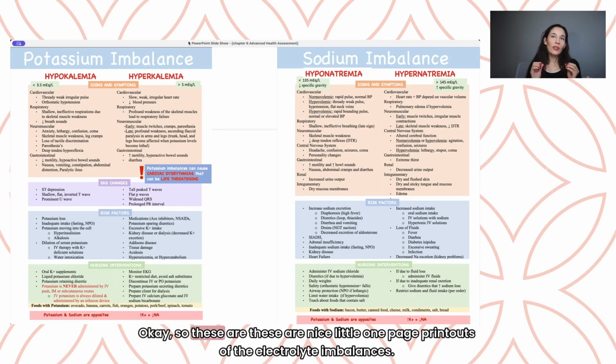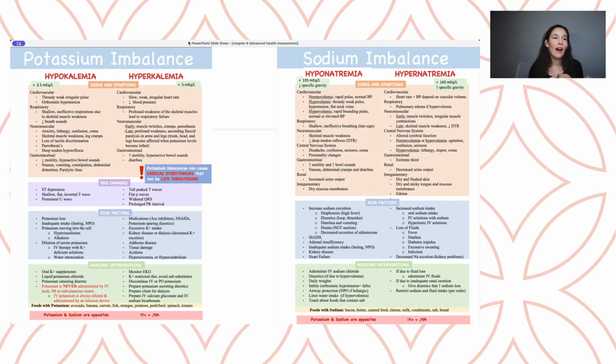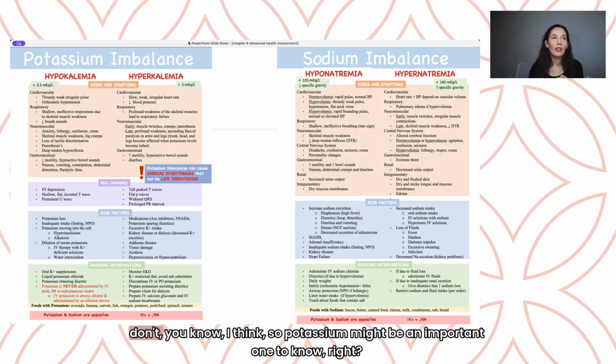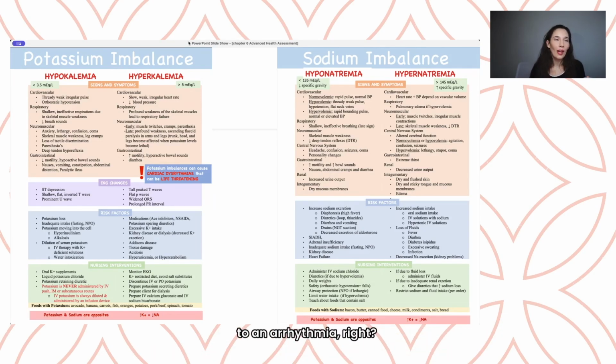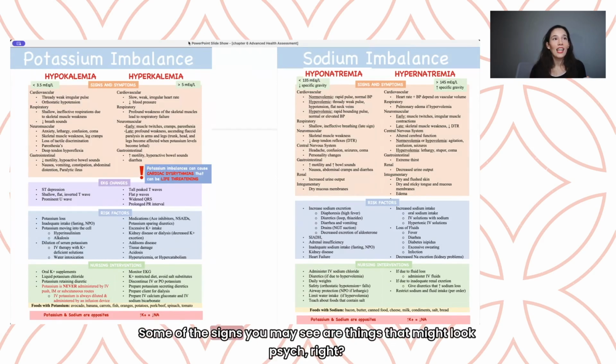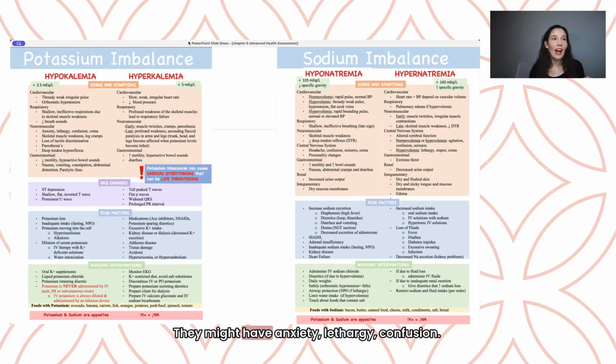Okay. So these are nice little one-page printouts of the electrolyte imbalances. You should know this from nursing school. I'm going to just leave it at that. Potassium might be an important one to know, right? Because when you have hypokalemia, that needs to be treated first before anything else, because it can lead to an arrhythmia, and we don't want that to happen. Some of the signs you may see are things that might look psych, right? They might have anxiety, lethargy, confusion. Those are important. We want to note that.